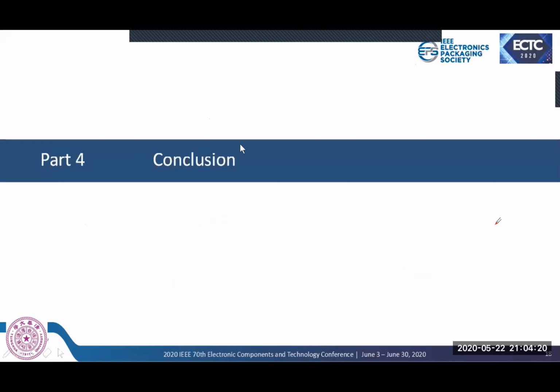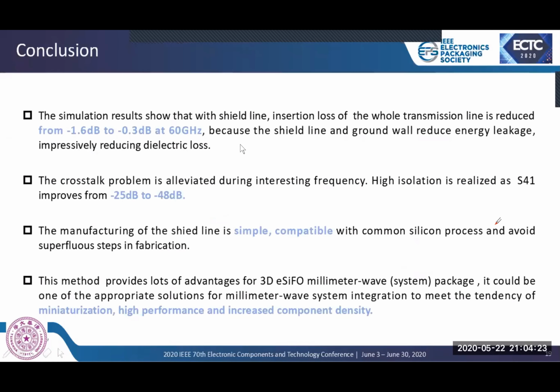The final part is the conclusion. In conclusion, the work can be summarized as the following parts. First, the simulation results show that with shield line, insertion loss of the whole transmission line is reduced from minus 1.6 dB to minus 0.3 dB at 60 GHz. Because the shield line and ground wall reduce energy leakage, dielectric loss is impressively reduced.